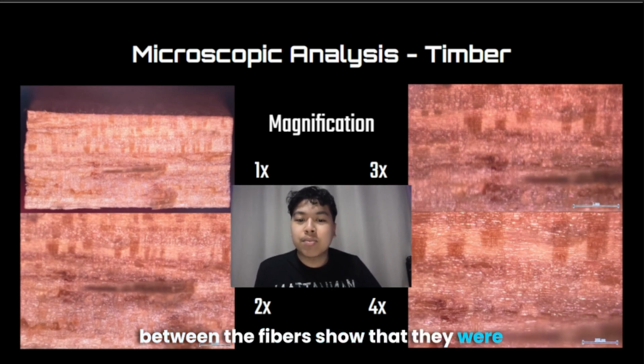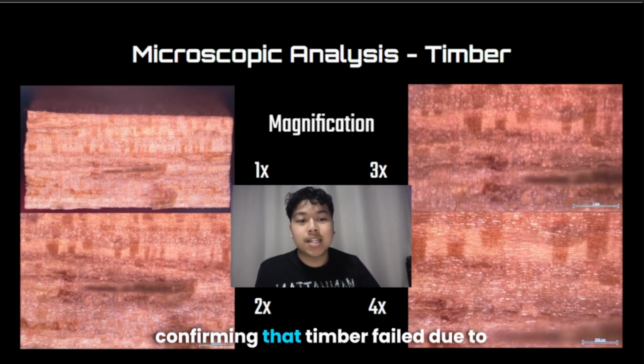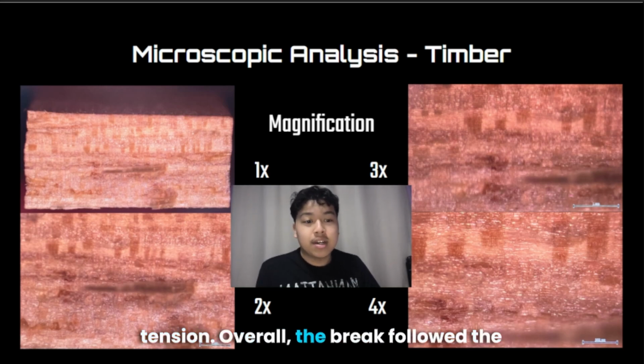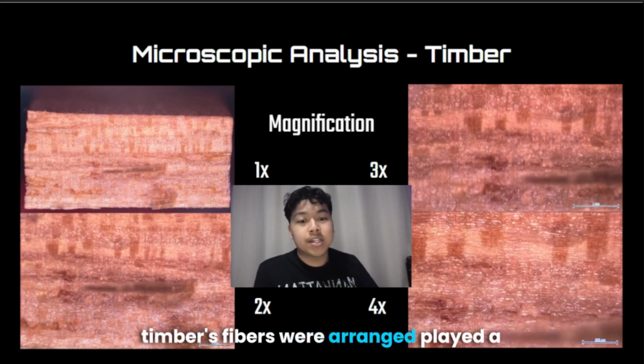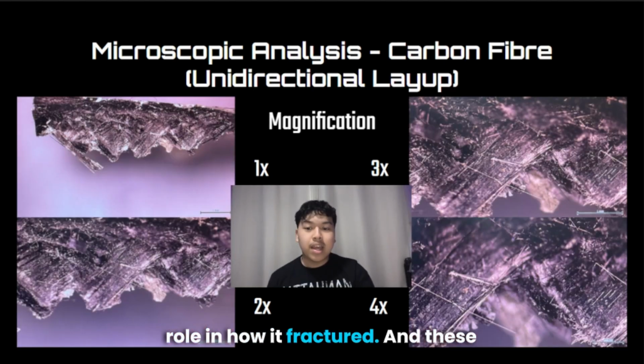Small gaps between the fibers show that they were pulled apart during the bending test, confirming that timber failed due to tension. Overall, the break followed the direction of the grain, and the way that timber's fibers were arranged played a role in how it fractured.